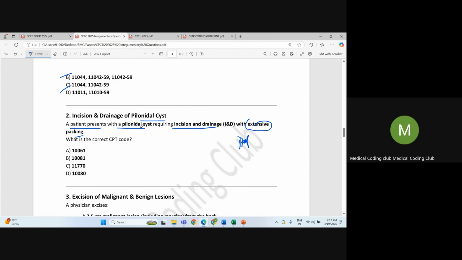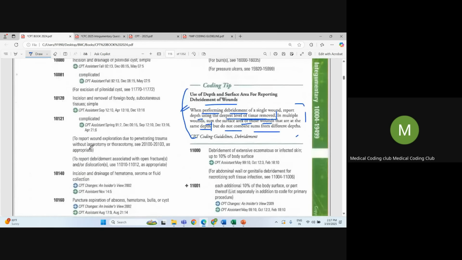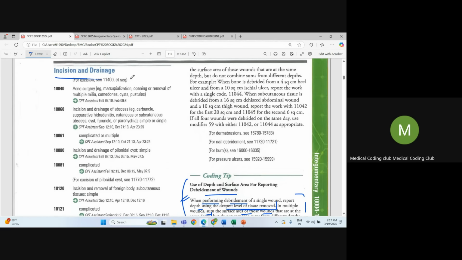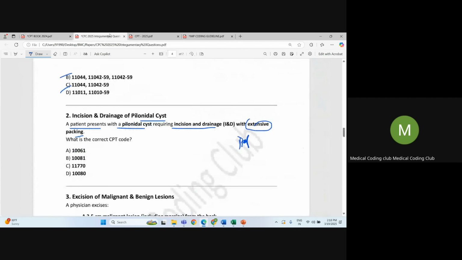Let's see the code for pilonidal cyst. Incision and drainage 10080 is incision and drainage of pilonidal cyst, a simple method. 10081 is complicated incision and drainage of pilonidal cyst. To consider it complicated, they need documentation like extensive packing is required. So 10081 is the correct answer, and you can choose this.